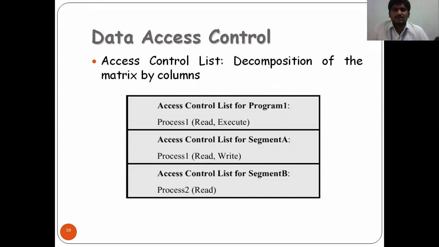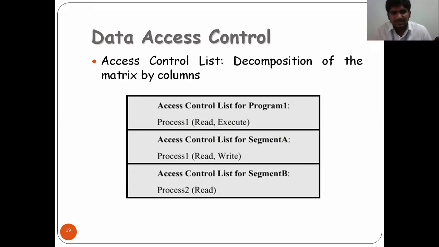Then the access control list. What is that? It is the decomposition of the matrix column-wise. For example, the first column is about program one, and process one can read and write. So we take one column and separate it into a list. A list means we have only one row, like that, so list one by one. Here is the matrix, and here we have a list.